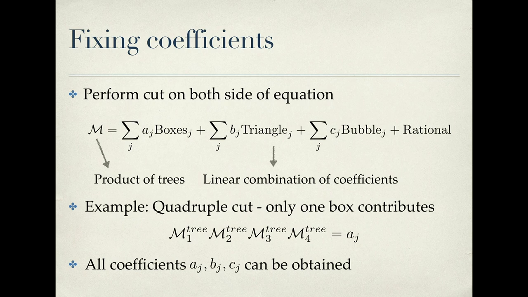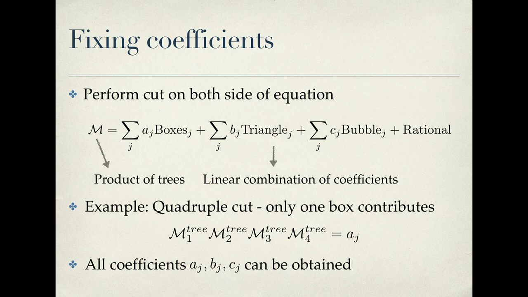On the right side, we are singling out integrals which have these propagators. So for example, if we cut 4 propagators, we are doing a quadruple cut. The bubble integral doesn't have four propagators, so this one doesn't contribute. The triangle integral doesn't have four propagators, only three, so it also doesn't contribute. Only the box integral has four propagators, so actually only one box integral contributes. So from the quadruple cut, we can write aj, the coefficient for some box, as a product of four three-level amplitudes which correspond to this quadruple cut, to that picture I showed before. So this actually fixes all these coefficients.